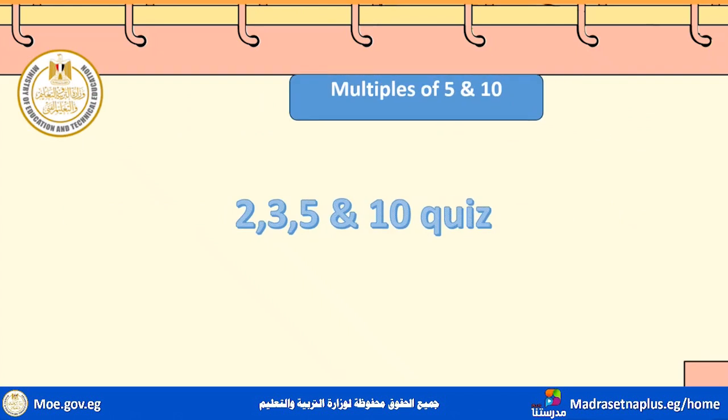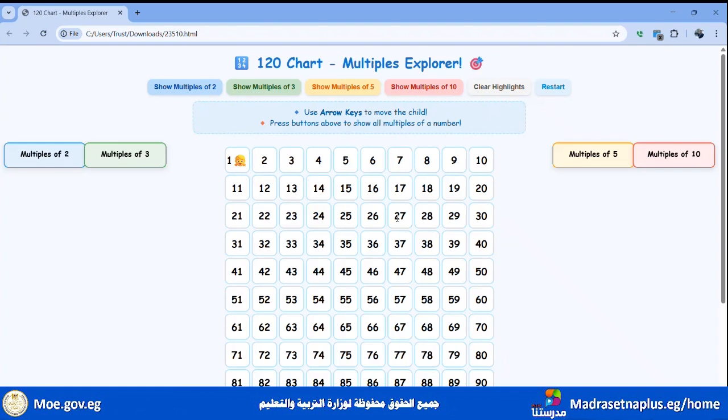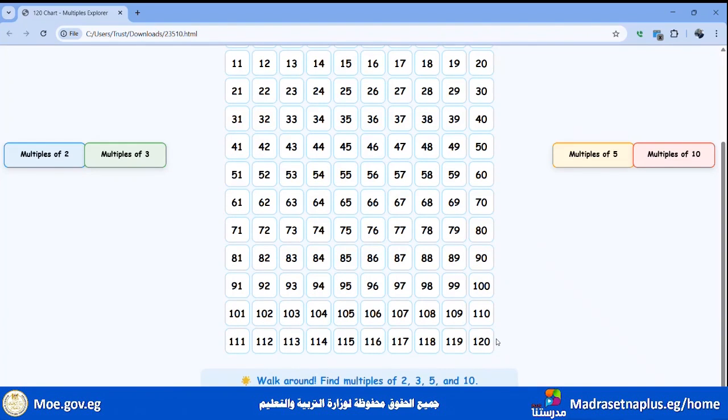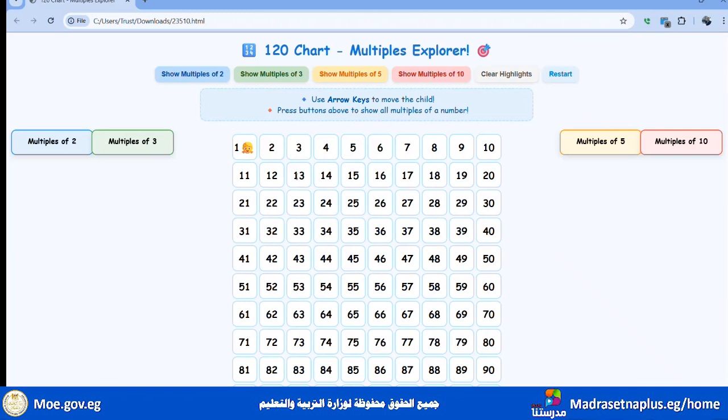By the end of this lesson, let's check all multiples of 2, 3, 5, and 10. Yes, this is the 120 chart. You can see this is the 120 chart that you studied at school with your teachers. This represents numbers from 1 to 120. Hint: walk around, find multiples of 2, 3, 5, and 10. We have a child. This child moves from left to right to get multiples of a number.